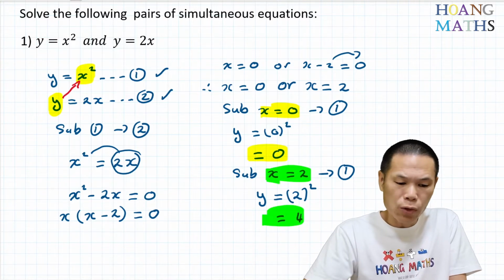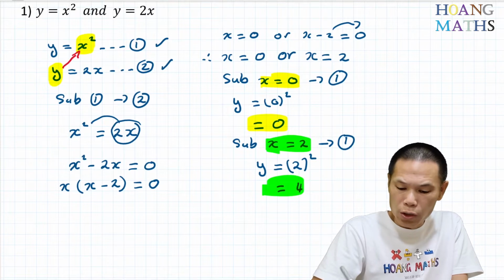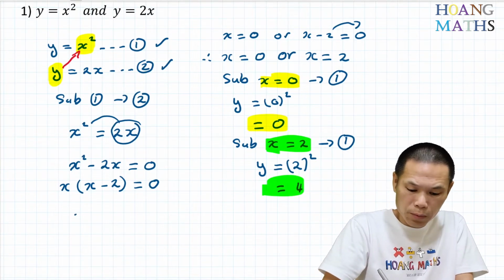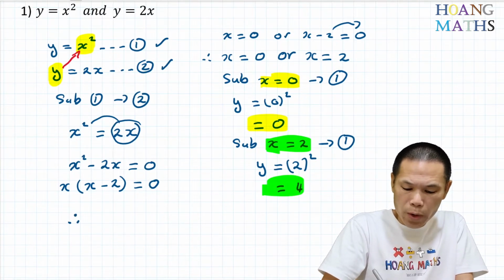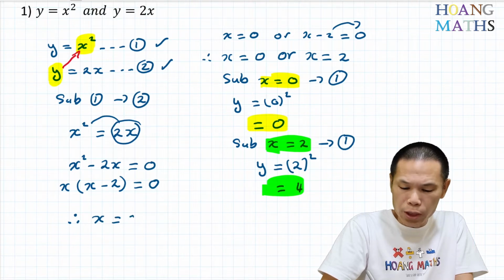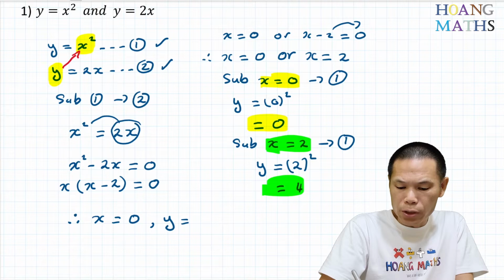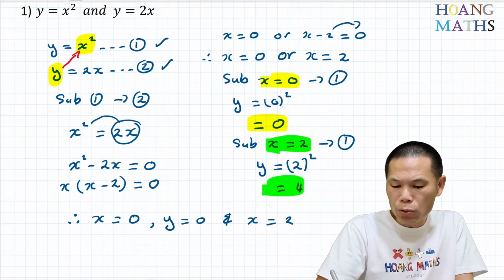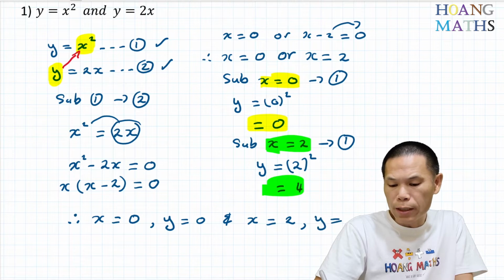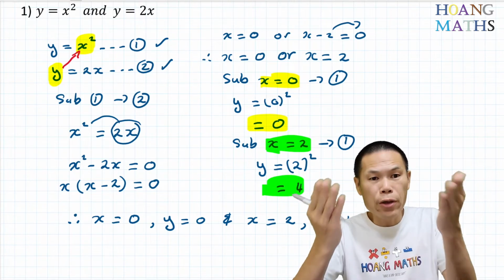So now let me just write down the answer, of course. So therefore, when x is equal to 0, y is equal to 0. And when x is equal to 2, y is equal to 4. So there you go.